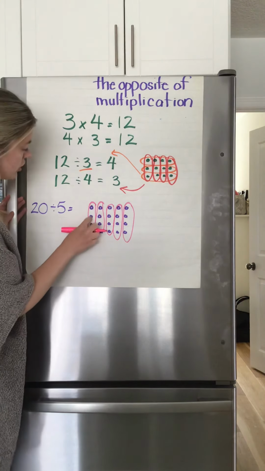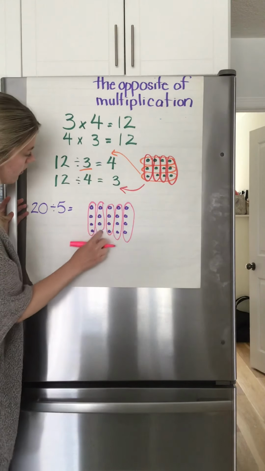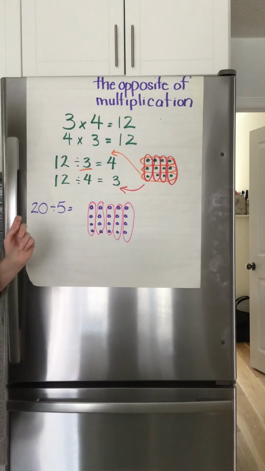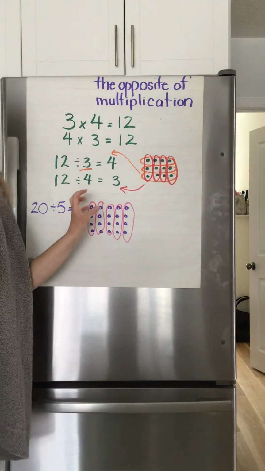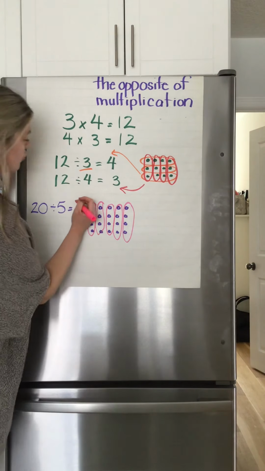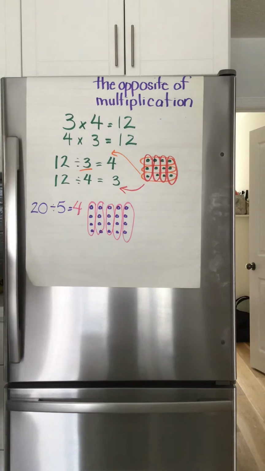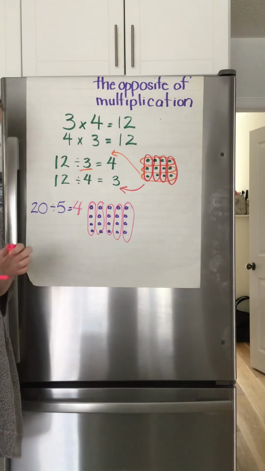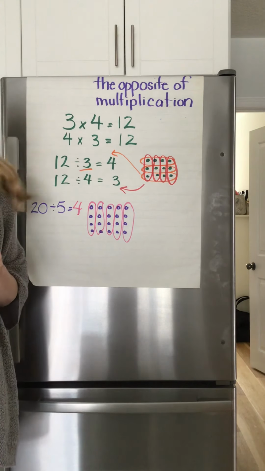So if I'm looking, 1, 2, 3, 4 in this group, 1, 2, 3, 4, 1, 2, 3, 4, each group has 4. So I know now that I have 20 things, I've separated them into 5 equal groups. Inside each group is 4. So 20 divided by 5 is 4. I hope that makes sense.